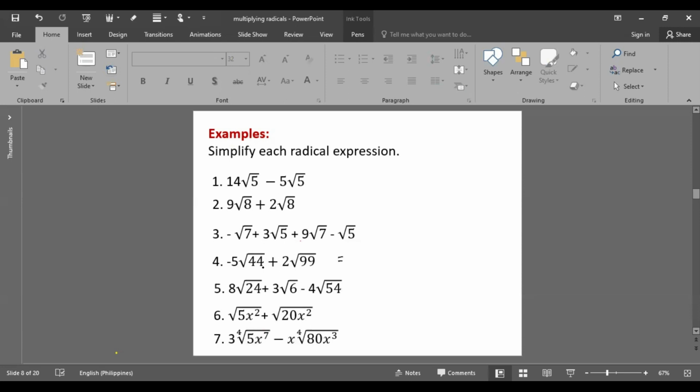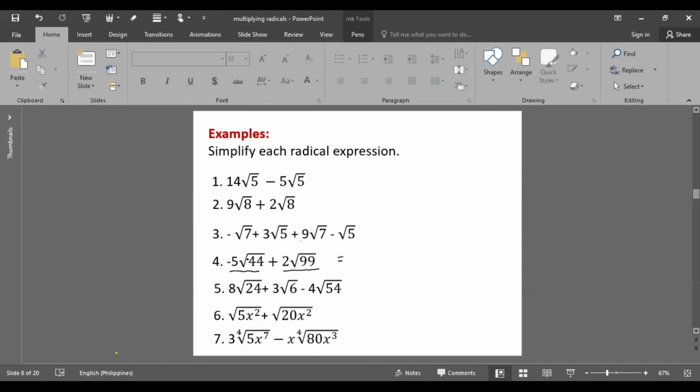As you can see here, they are dissimilar radicals because they have different radicands, right? So sa unang tingin nyo pa lang, sasabihin nyo ay hindi siya pwedeng i-combine. But take note of this, there are dissimilar radicals that, when simplified, you'll see can be combined. Merong mga dissimilar radicals na pag sinimplify mo yung each expression, pwedeng maging similar radical sila.